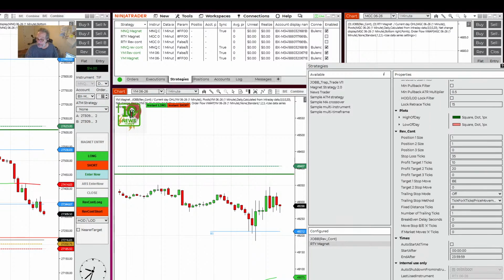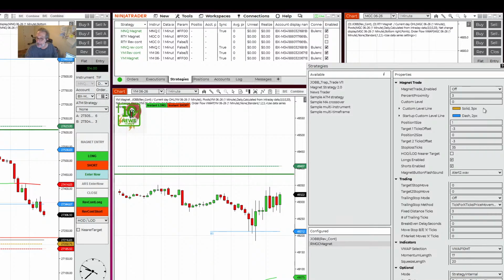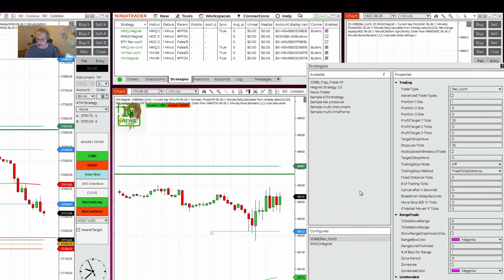MGC magnet. I'm going to try and put it in account 40. MGC magnet with a stop of 50. I don't need that reverse. I just want a stop of 50. So I have a gold magnet on account 40, also in account 40.